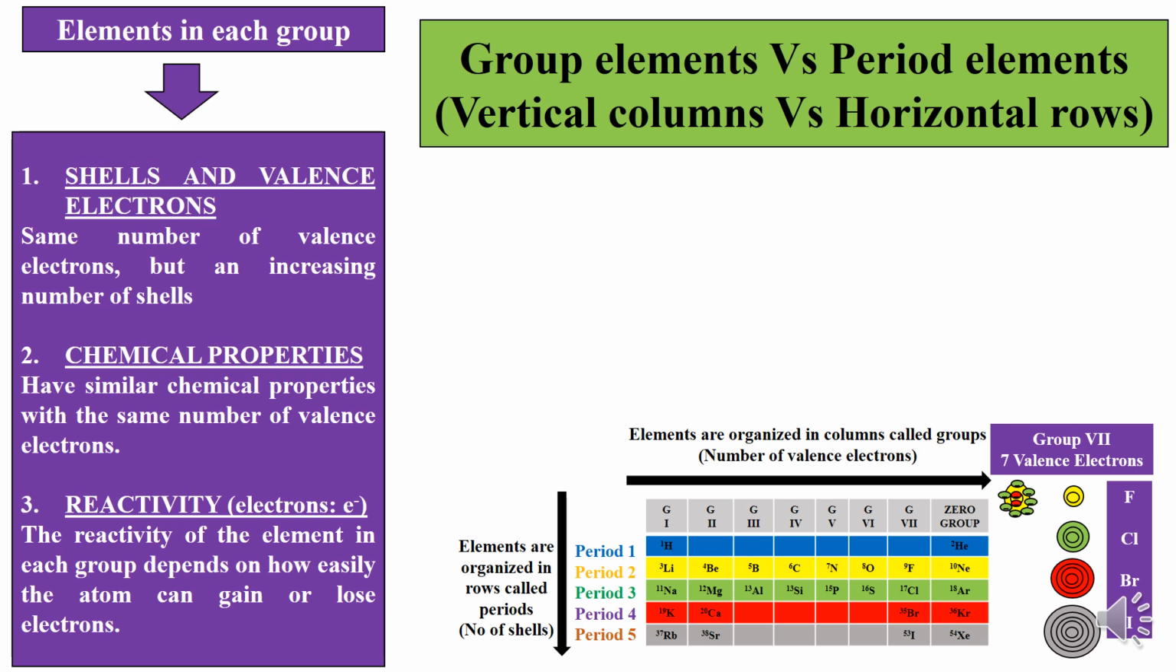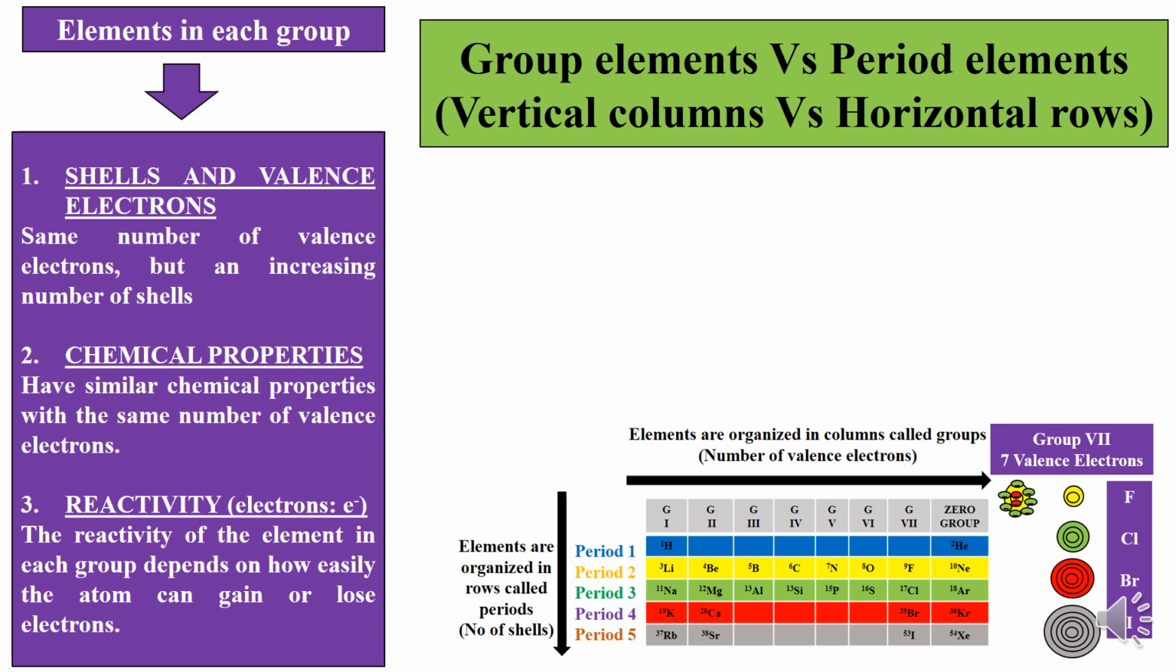Now talking about the reactivity of elements in each group. Now the reactivity of the element in each group depends on how easily the atom can gain or lose electrons. Now in case of group 7 elements, that is halogens, they have the ability to accept an additional electron in order to complete the octet. So the halogen atoms, they are short of 1 electron to complete their octet. They accept the electron, act as an oxidizing agent in the process, and thereby attain the stable electronic configuration.